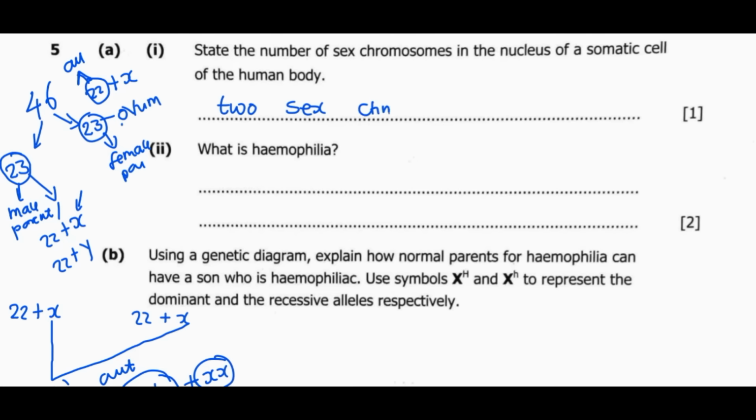sex chromosomes. Now remember, if we are looking at a lady, the two sex chromosomes for a lady will be XX. Then if it's a man, we are going to have XY. But the key point is we just have to have two sex chromosomes under normal circumstances. Then we have Roman number 2. So Roman number 2, we are asked to define or maybe explain what hemophilia is.